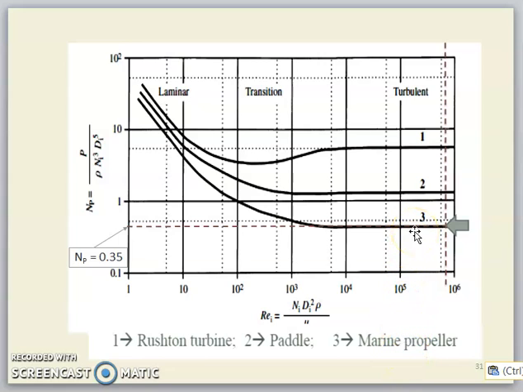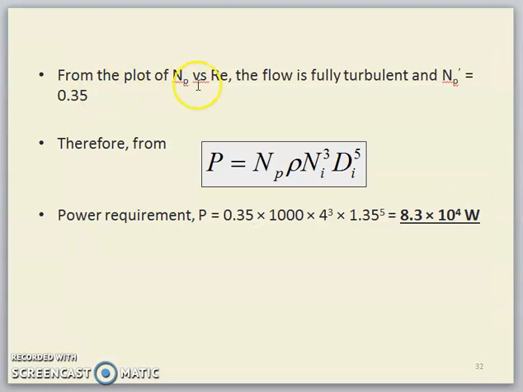Okay, so we see here the Reynolds number falls under the turbulent region. Okay, for number 3, marine propeller, the power number on your left side is equal to 0.35. From the plot, okay, the power number is 0.35. Therefore, by using the equation P equals N_P rho N_I cubed D_i to the power of 5, then find the power requirement for the question. Then this is the answer for the power requirement for the fermentation.